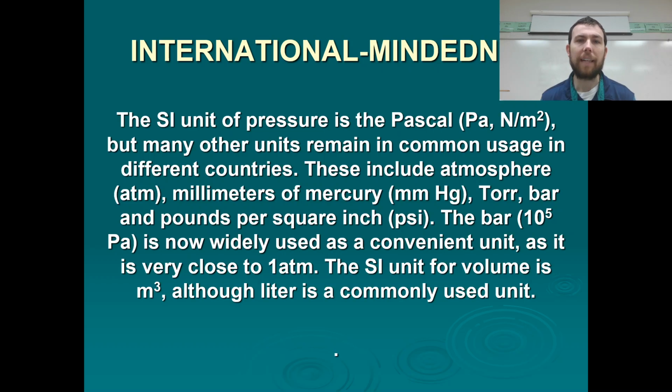You've got things like the atmosphere. You've got millimeters of mercury. You've got torr. You've got bar, pounds per square inch. Right? So you have all these different pressure units that are also still commonly used. Now, the bar, which is 10 to the 5th pascals, is now widely used, and it's a pretty convenient unit because it's close to 1 atmosphere.